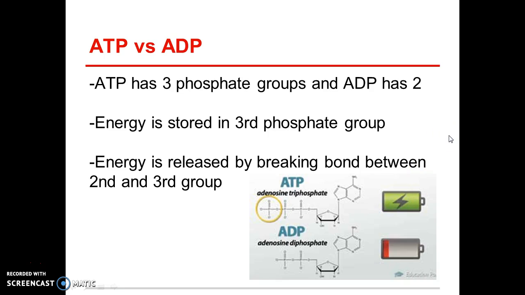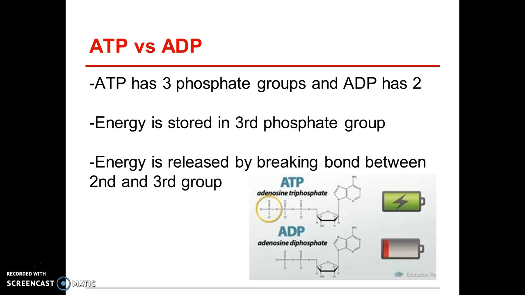So this next slide is comparing the 2. So we have ATP versus ADP. ATP has 3 phosphate groups, and ADP has 2. Energy is stored in the 3rd phosphate group. So if energy is primarily stored in the 3rd phosphate group, does ADP have as much energy as ATP? And the answer is no, because it doesn't have the 3rd phosphate group. So energy is released by breaking the bond between the 2nd and the 3rd group.